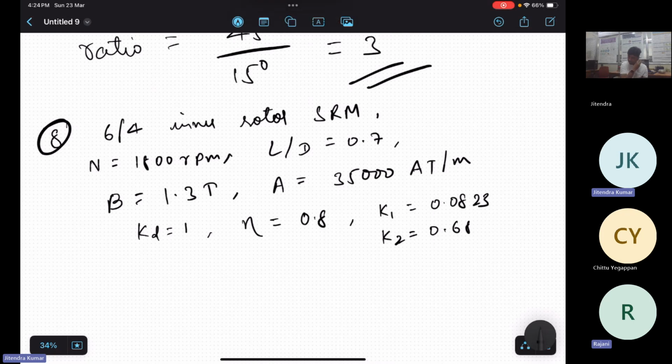They have given efficiency, sir. This is written as efficiency, but I think you will have to use it as KE. Yeah, KE and KD. You'll have to use KD as one, and efficiency is given as 80%, and I think KE also is 0.8 you can use.